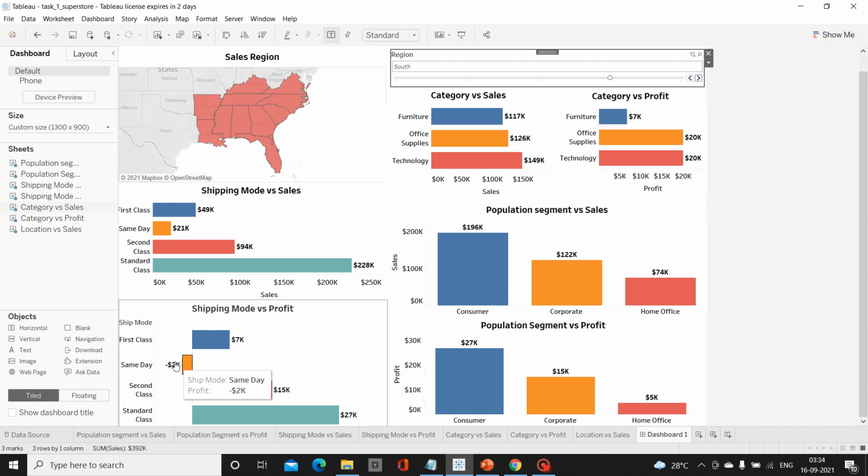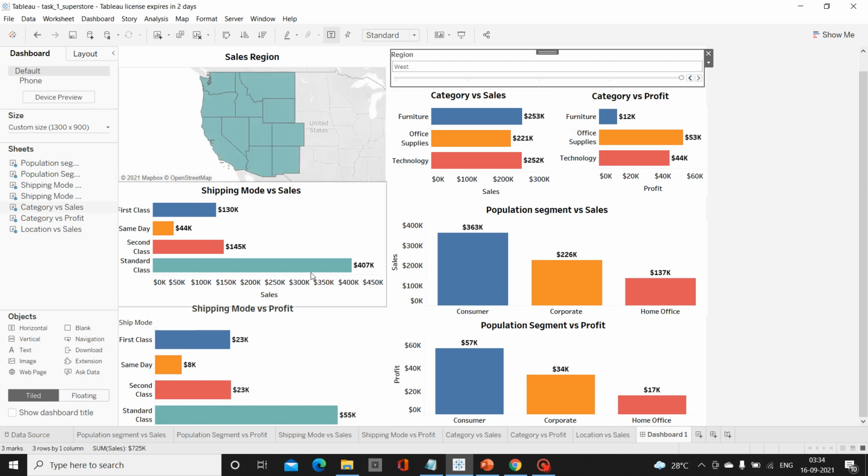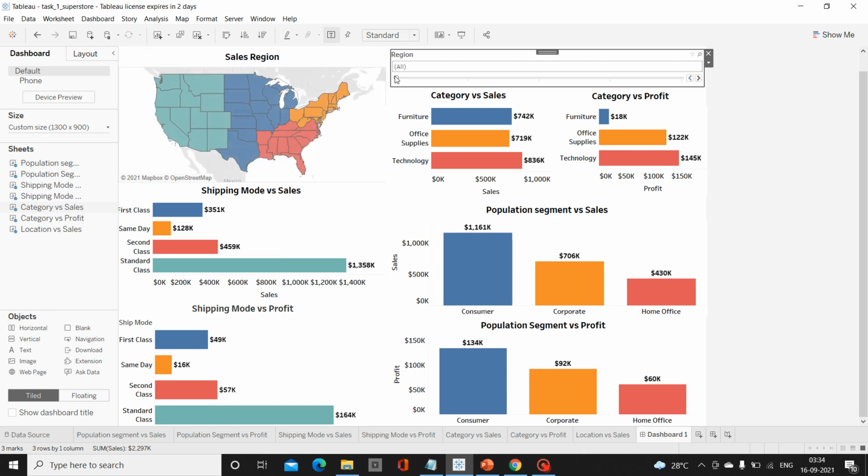Instead of having a profit, we are having loss. And in case of western region, we can see that the least amount of contribution in case of sales and profit is both done by the same day delivery. So the question arises, why people are not choosing it? What is the problem with the same day delivery shipping mode, and how we can improve it?